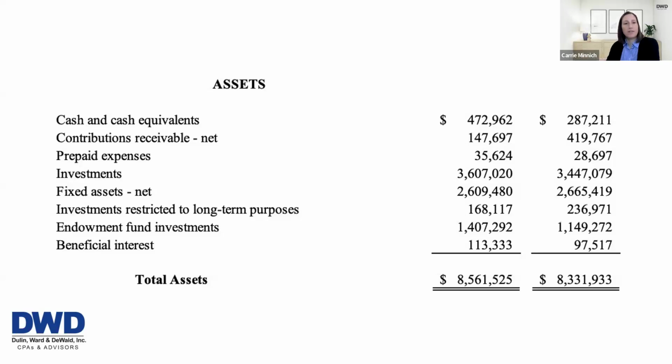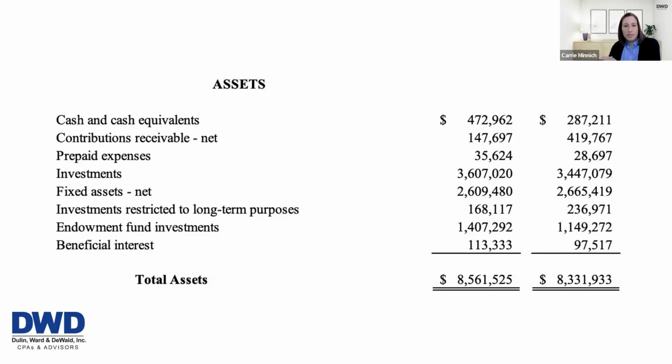Next, we have endowment fund investments. Some organizations have an endowment. An endowment is where a donor has given money to the organization and they have permanently restricted that initial amount that they've given to the organization. The organization usually puts that into an investment account, and then they use the earnings off of that endowment to support programs and operations going forward.